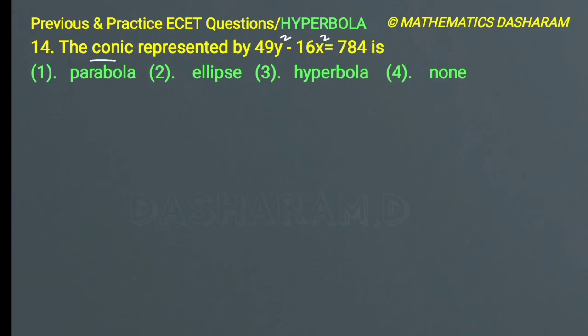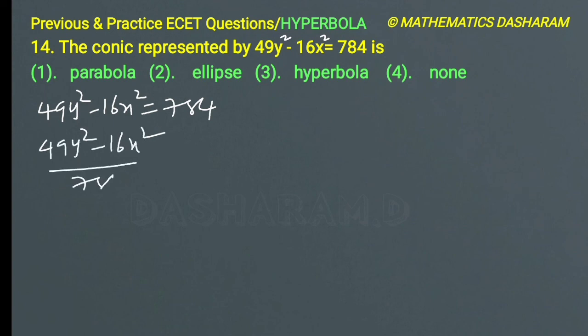14th question, the conic represented by 49y square minus 16x square equals 784. So 49y square minus 16x square equals 784. Let's convert into a standard form.